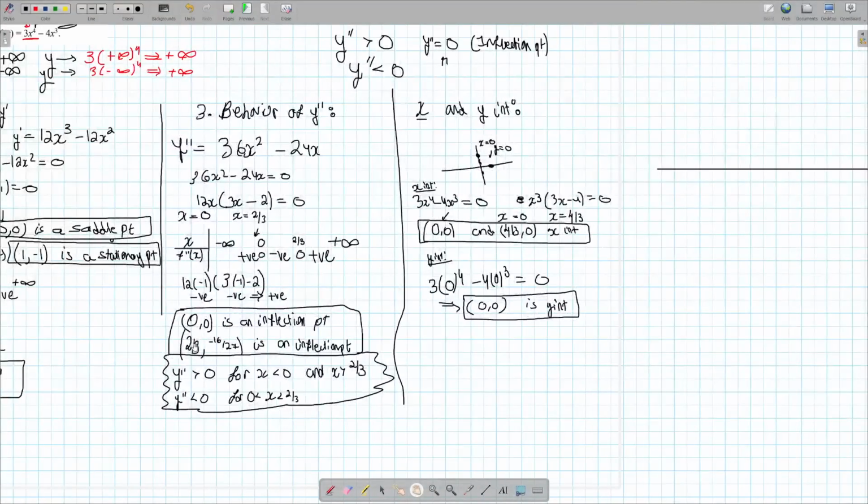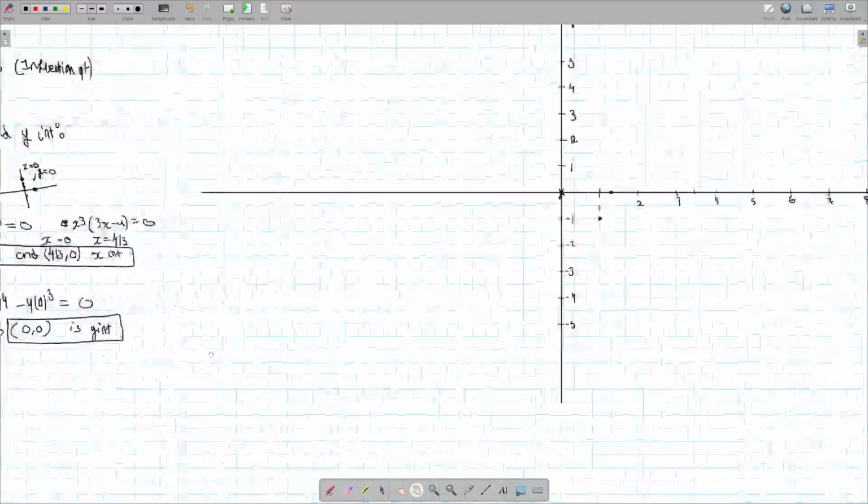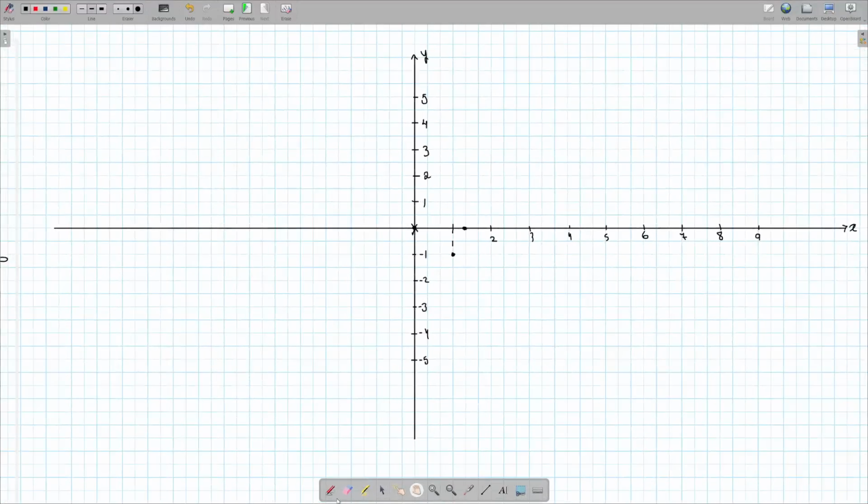I have 2 over 3 minus 16 over 27. 2 over 3 is over here. Minus 16 over 27, I told you, is almost minus 0.6. It doesn't have to be exact, so you can just put it over here. This is around 0.6, after 0.5, because this is 1, as this is 0. So about after 0.5, over here.